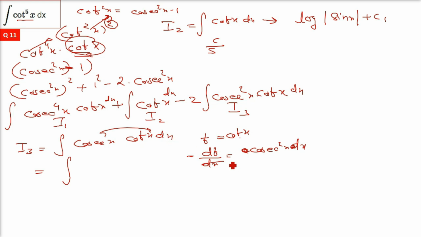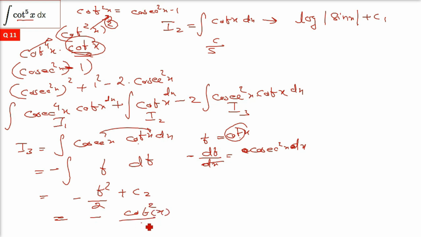And cot x we have taken as t. So it will be negative dt. Here negative I have taken outside, and this will be t, only t, because cot x is only 1 there. So negative t square by 2 plus constant of integration, call it c2. So t was taken as cot x, so it will be negative cot square x divided by 2 plus constant of integration. You can write it as c2. We'll combine this c1, c2 and the c3 coming from I1, and we will just call it another constant, which is capital C. Coming to the third part.